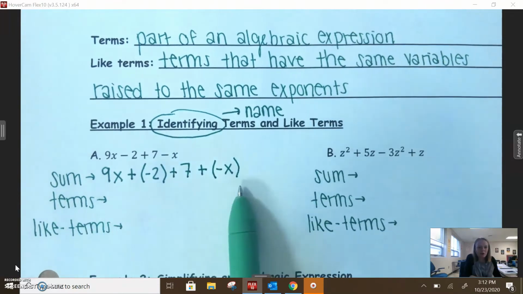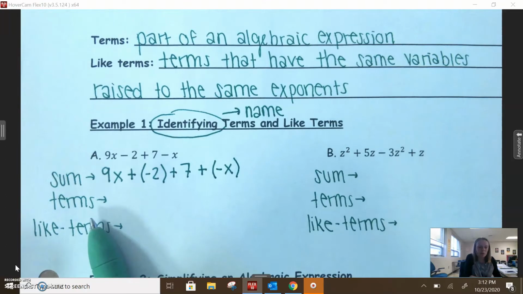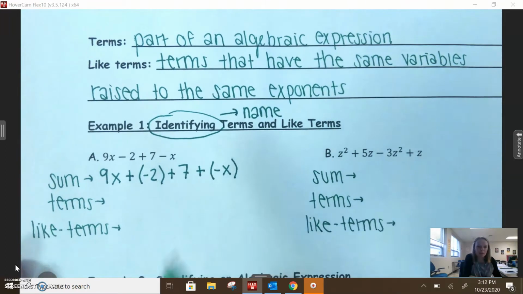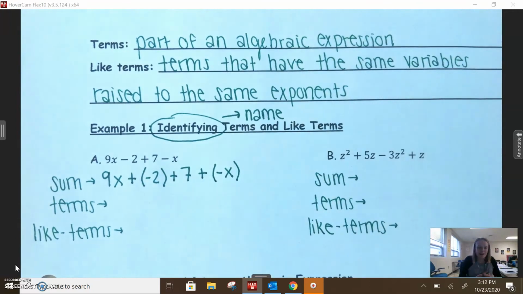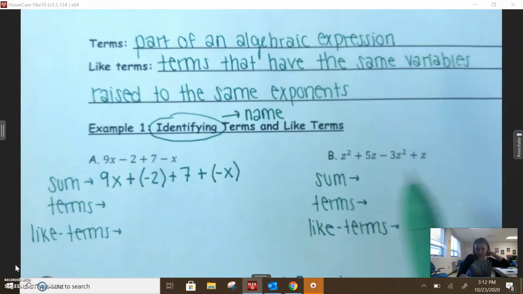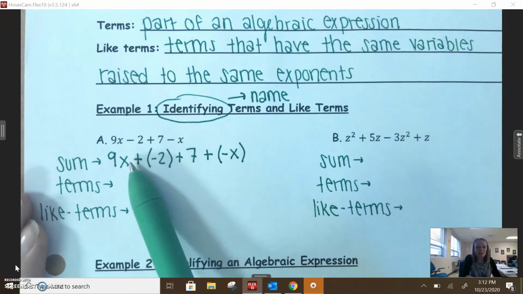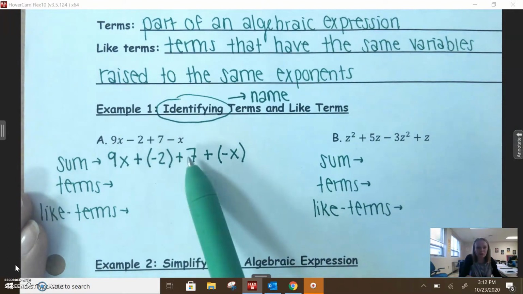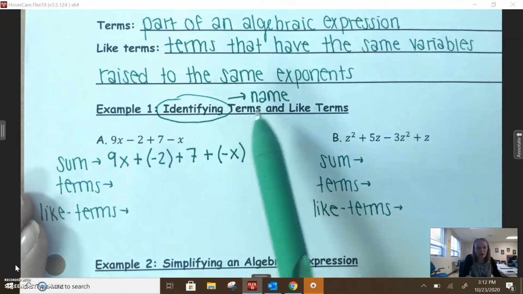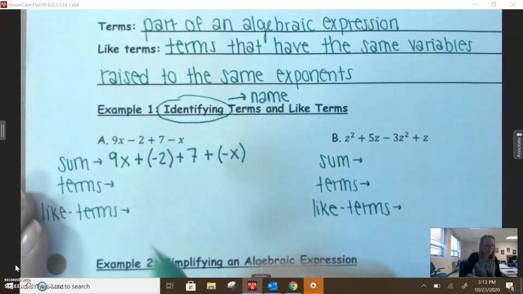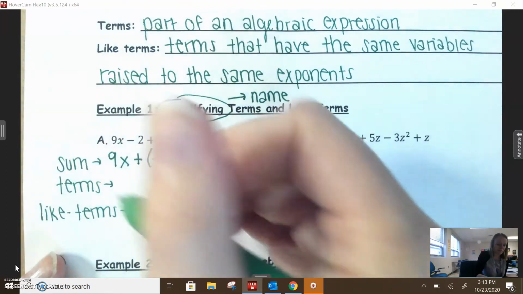Now that it's all addition, we're going to write out the terms. The terms are the building blocks of our expression, so anything that's not a plus sign. When we write out terms, it's the same thing as our sum, but we're going to replace our plus signs with commas because we're listing them off. We're naming them, so it's more like language arts. We're going to write them out as a list by using commas.